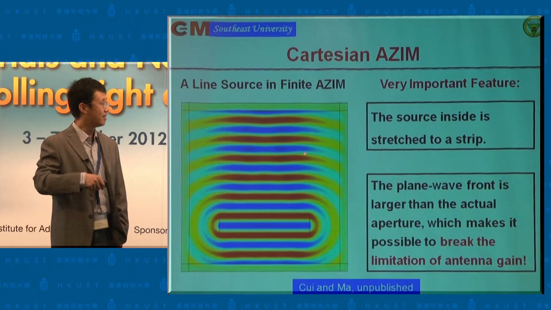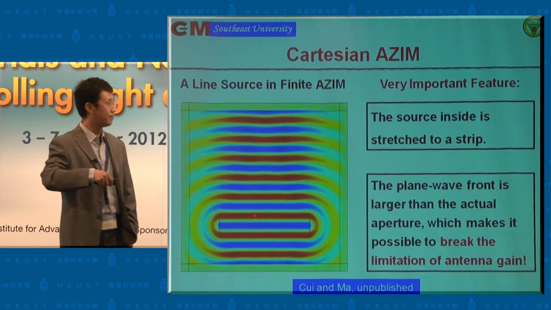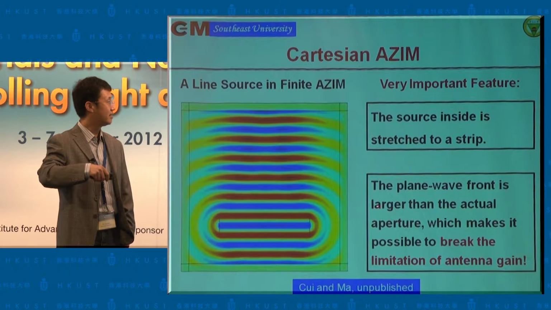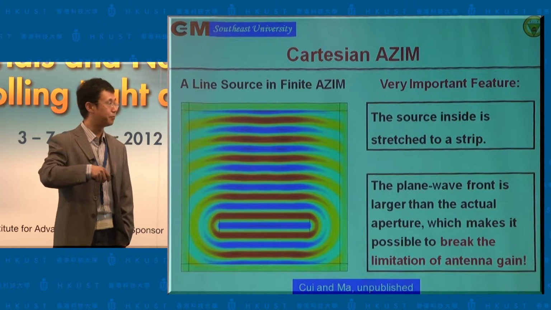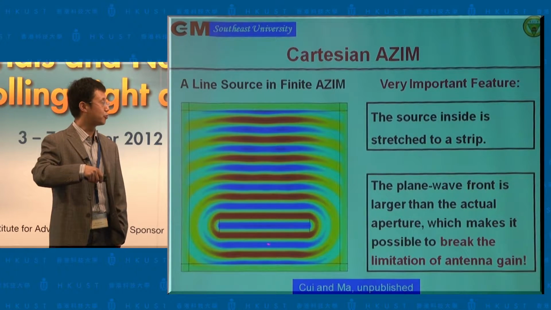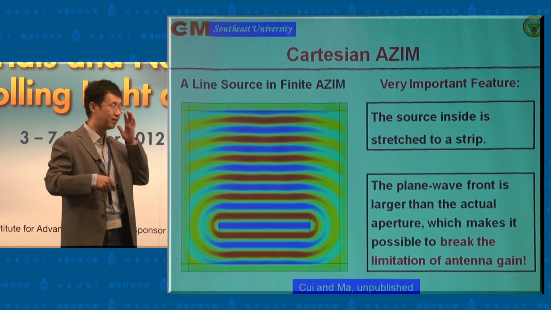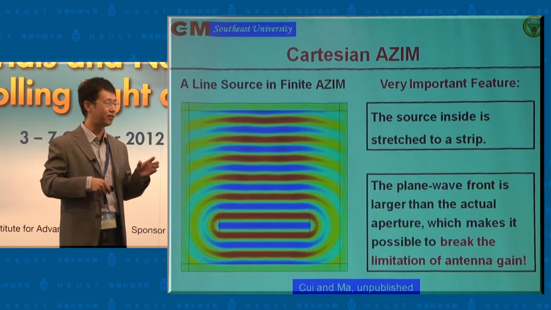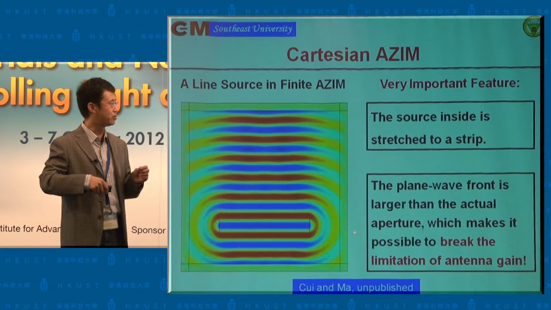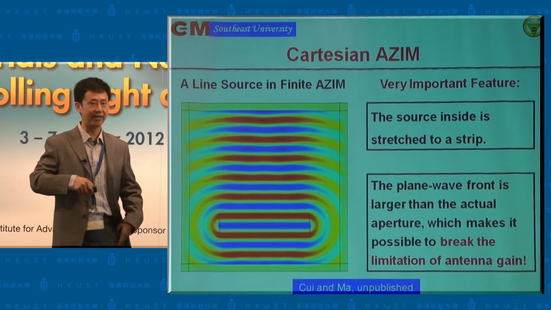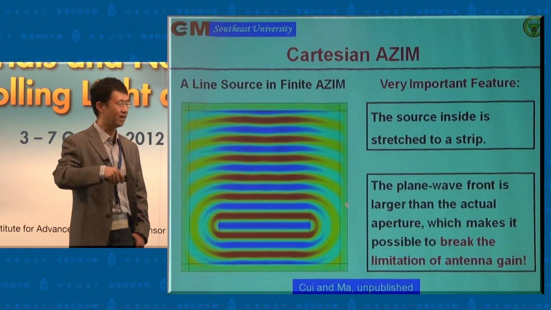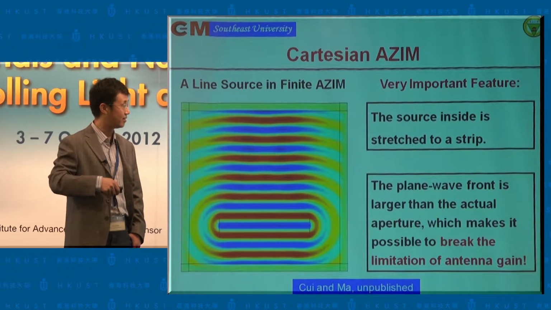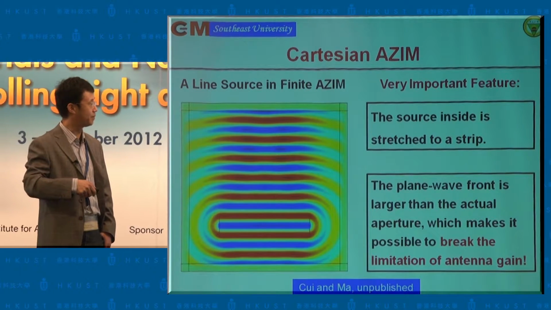And the second is, from the radiation field, we can see that the wavefront is a plane wavefront, and also the area of the wavefront is larger than the real aperture. So this property makes it possible to create a larger effective area than the real aperture. Then it is possible to break the limitation of the antenna gain. But this has not been verified. I just realized this when I prepared the PPT.